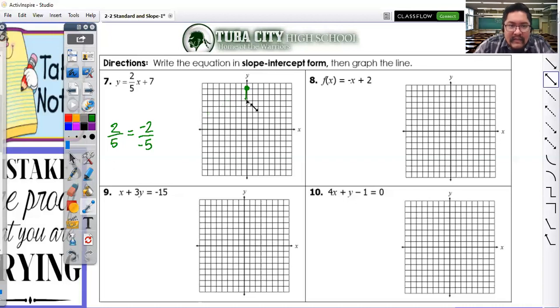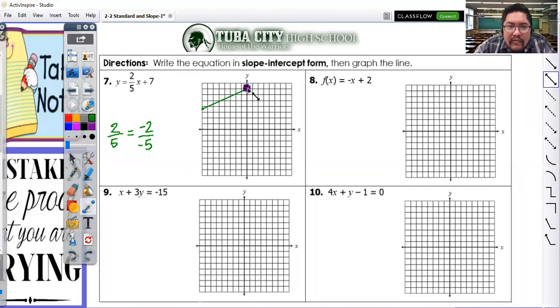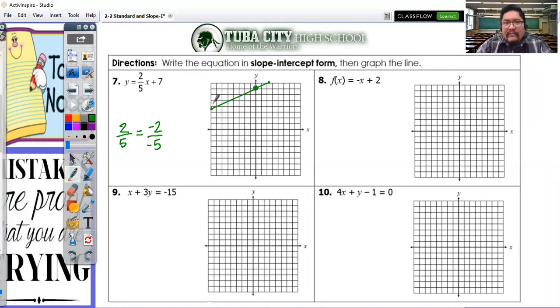So let's count it out. It'd be down 2, back 5. Now it's going to go through this spot right here. So I'm going to make it pass through that spot right there. Again, down 2, back 5. Now I'm also going to need the line to go through this way, because you want to make sure your graph is all the way filled. Okay, so this line goes all the way through it.